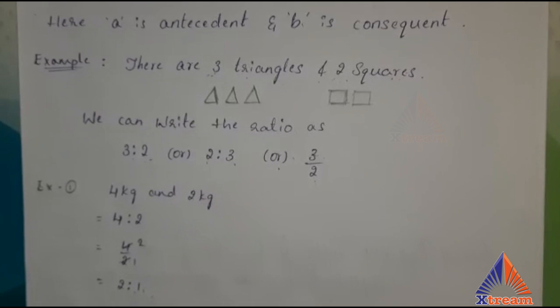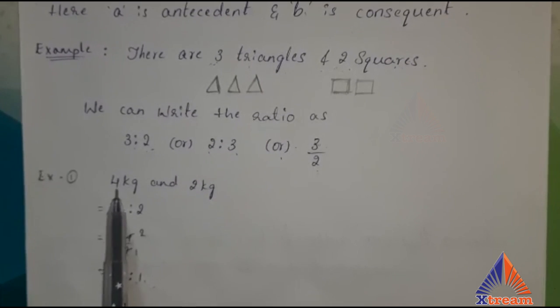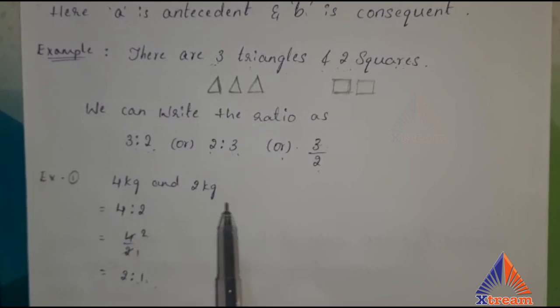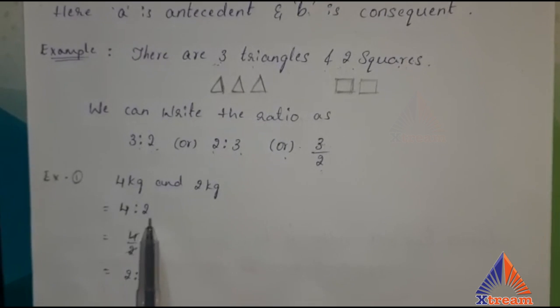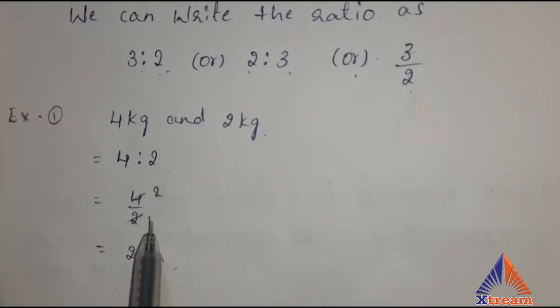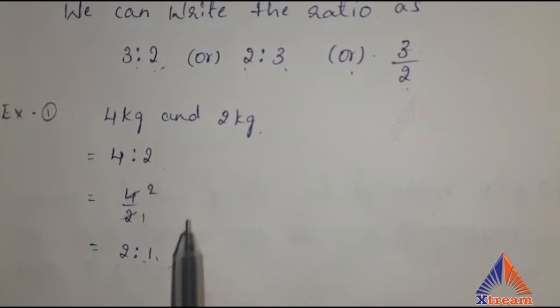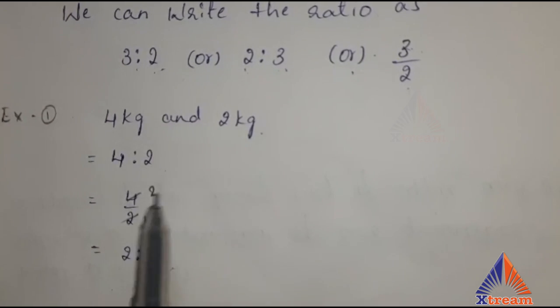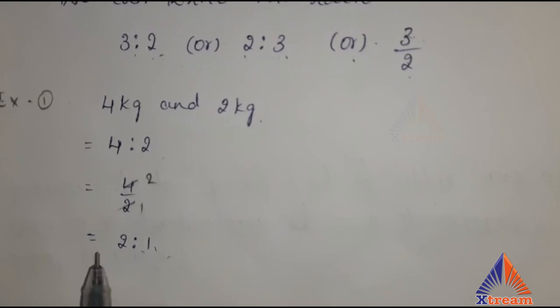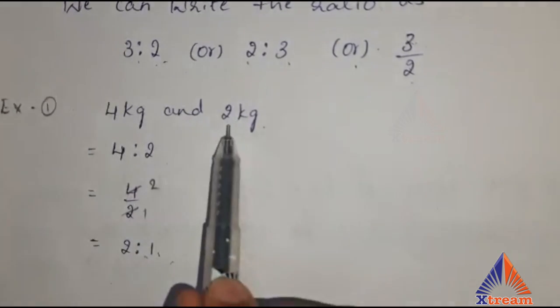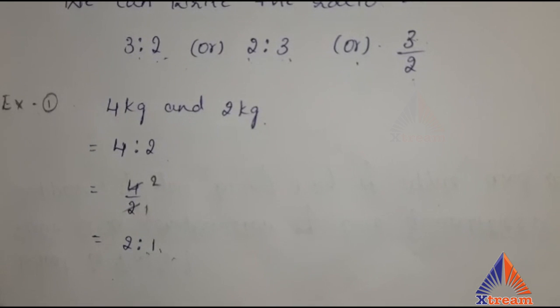Now let's take an example. So there is 4 kgs and 2 kgs. So we need to convert this into a ratio. That is 4:2. So here we got 4/2. Now you can further simplify it: 2 ones are 2 and 2 twos are 4. So you can write it as 2:1. So the ratio of 4 kgs and 2 kgs is 2:1.